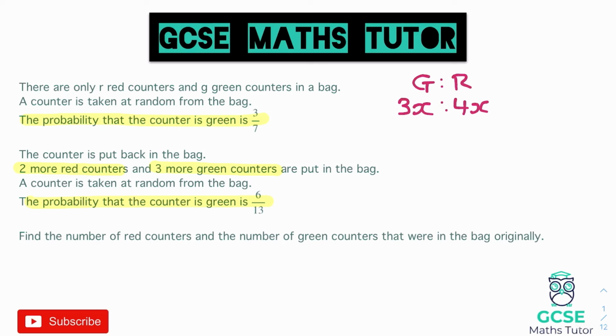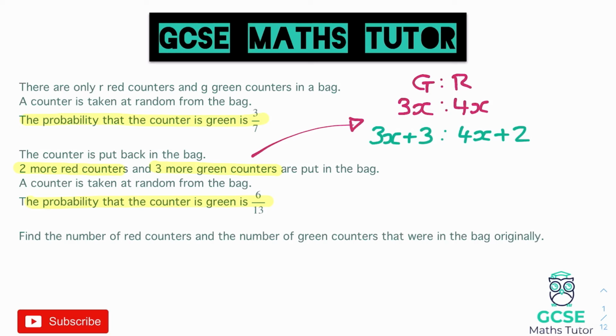It then says the counter is put back in the bag, 2 more red and 3 more green counters are added. So if we use this piece of information here, how does that affect our expressions? Well, let's start with the green, as I've got green first in my ratio. So my green one would now be 3x, the original amount that we don't know, plus 3, exactly 3 more counters. So that would be my new expression for green, and my expression for red would be the 4x that we've got at the start, plus an additional 2 counters. So there are my new expressions once these new counters have been added in.